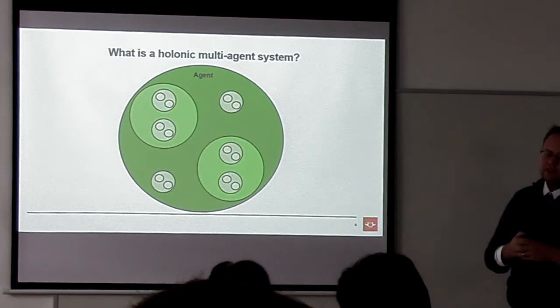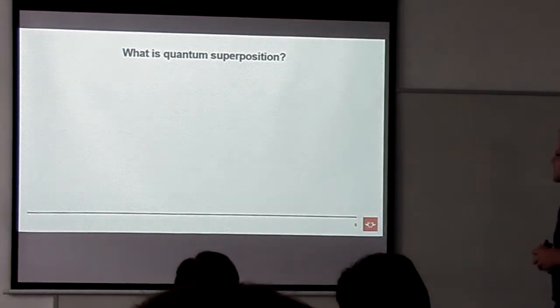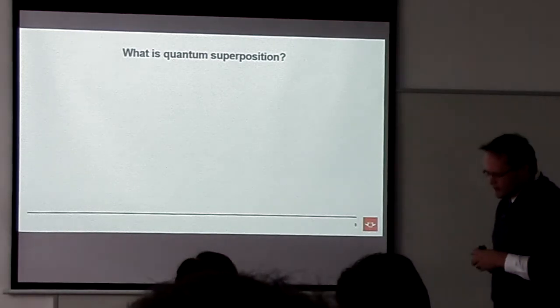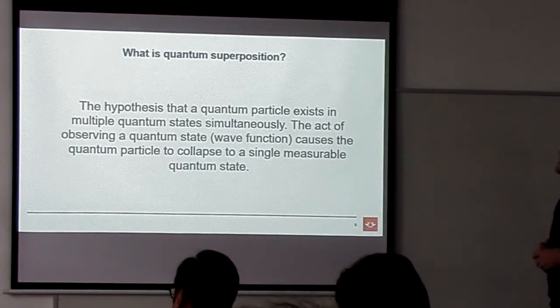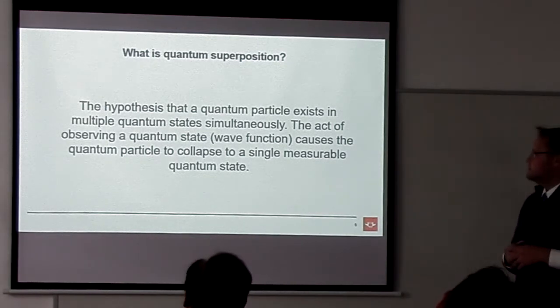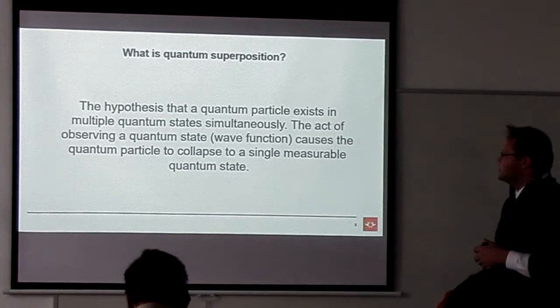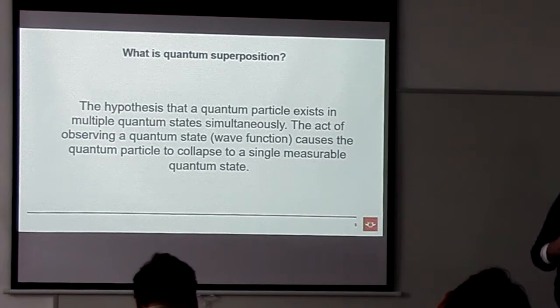So that's holonic. What is quantum superposition? It inspired me to try and implement it into multi-agent systems. The formal definition is quite lengthy. It's the hypothesis that a quantum particle exists in multiple quantum states simultaneously. The act of observing a quantum state called the wave function causes the quantum particle to collapse to a single measurable quantum state. That's quite lengthy.